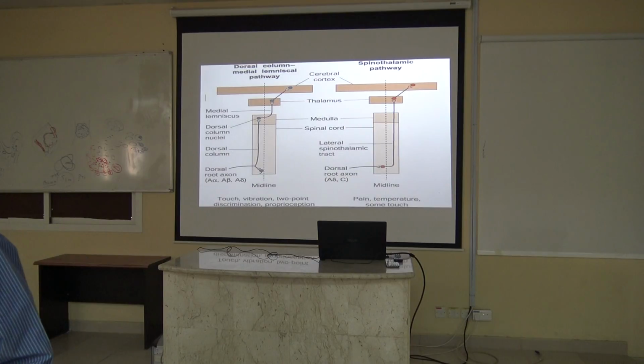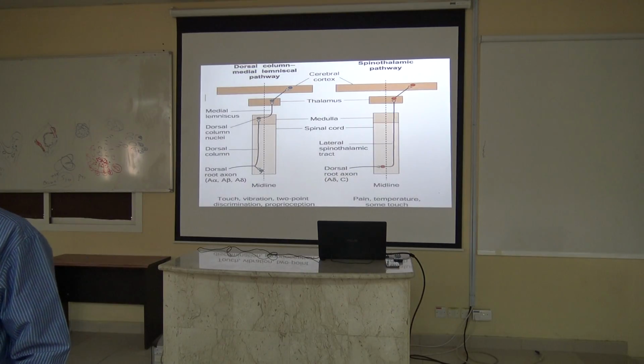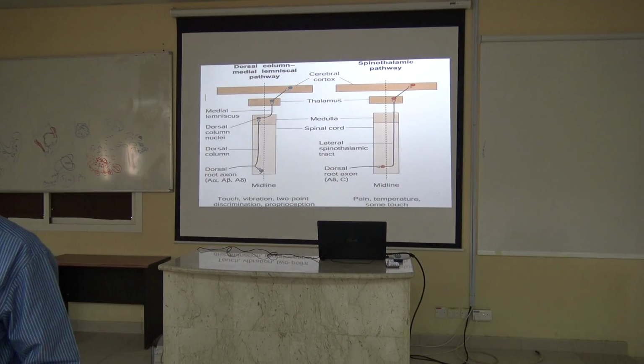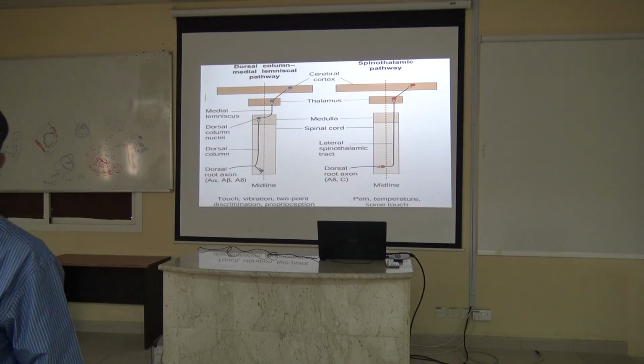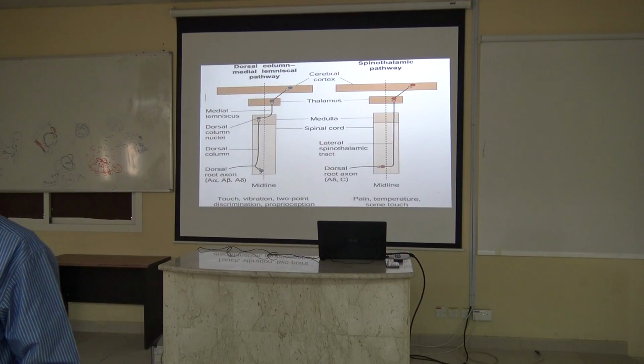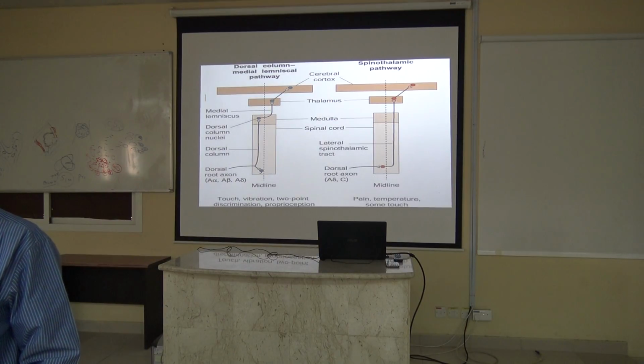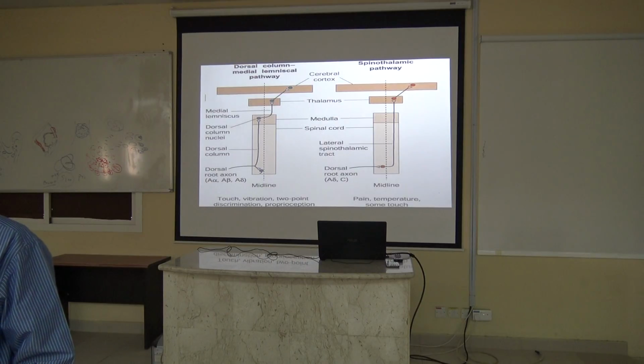What is next? Where is it going? Thalamus. Is it synapsing in the thalamus? Yes. So it means the third order neuron is in the thalamus, and the second synapse of the pathway is also in the thalamus. Second synapse, okay, in the thalamus. Third order neuron.